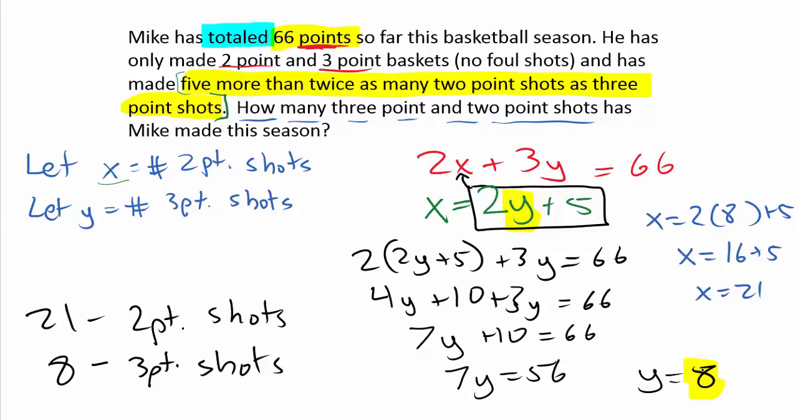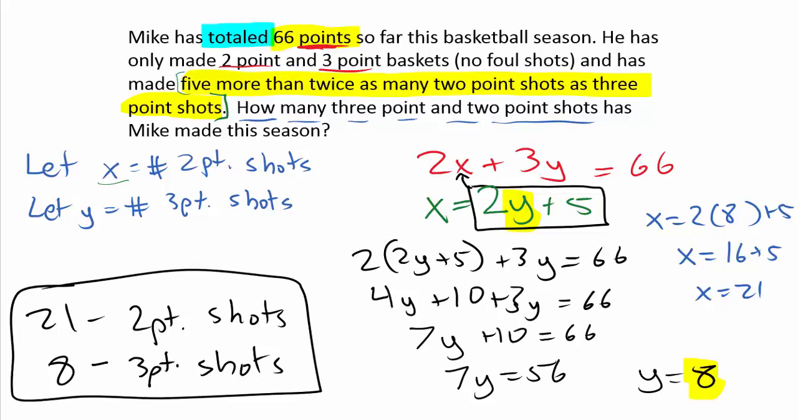Again, to check your answer, you can plug the x and the y back in for both equations to make sure that works, or you can just read the problem and see if it makes sense. Sometimes that's a better way to check it. And what we'll do is we'll circle that answer. That would be a good way to write the answer there. So 21 2-point shots and 8 3-point shots are how many shots Mike has made this season.